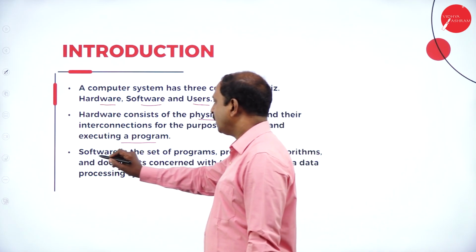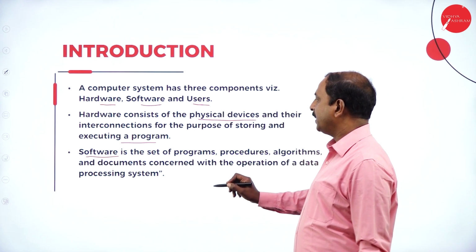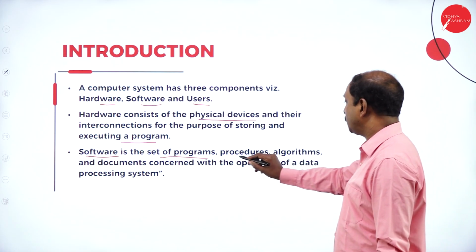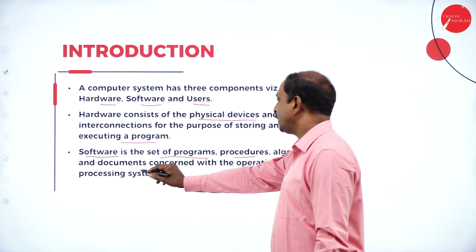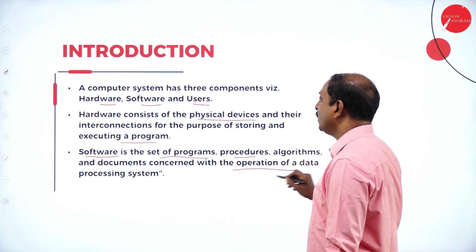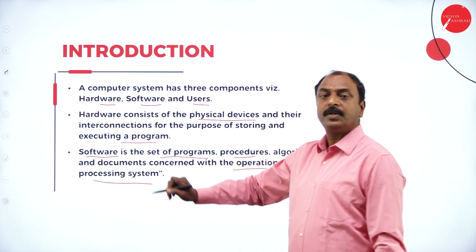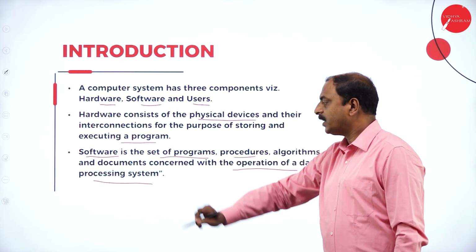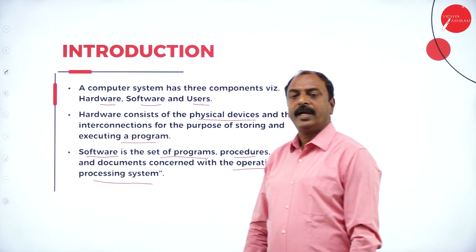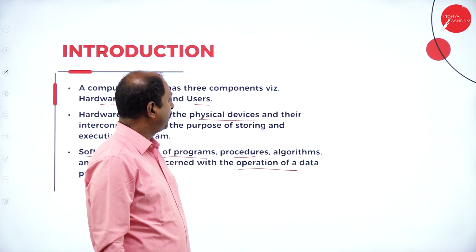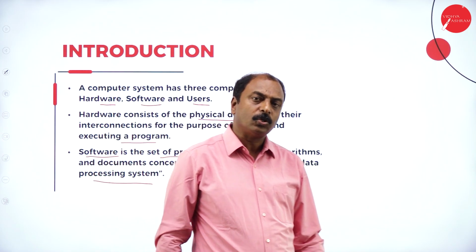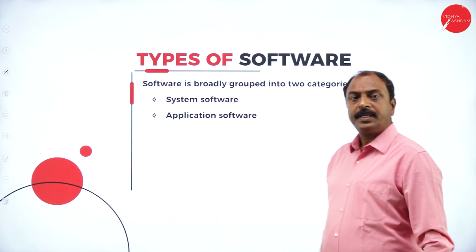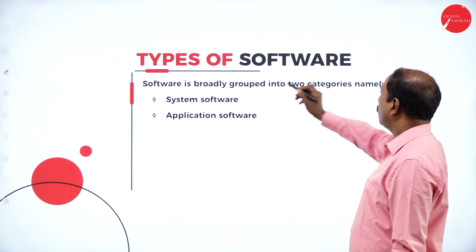And what is software? As we have learned the definition already, it is a set of programs, or a set of procedures, algorithms, and documents connected with the operation of the data processing system, that is, the computer. So software is nothing but computer programs. And programs may be a combination of procedures, algorithms, and so on. This is software.